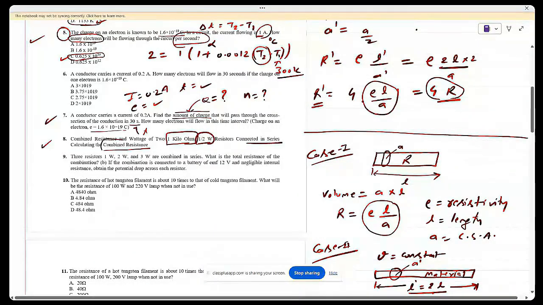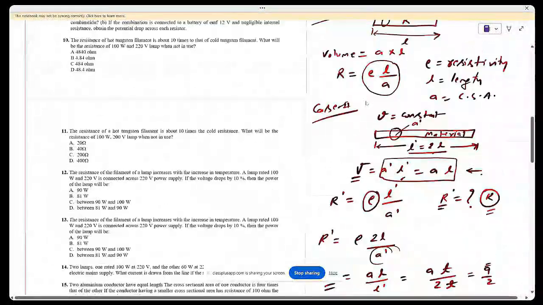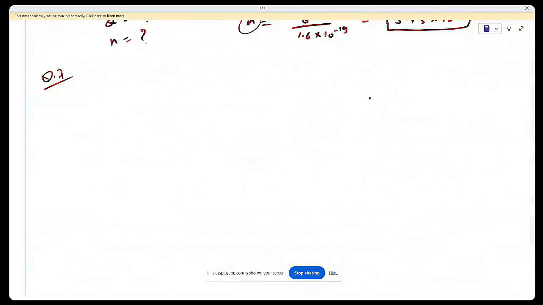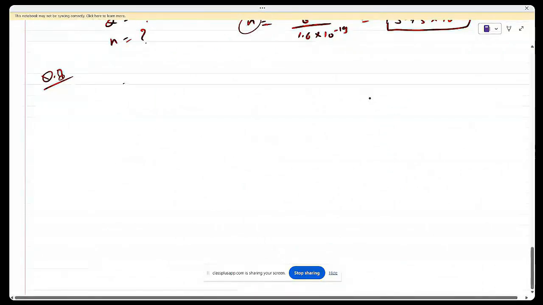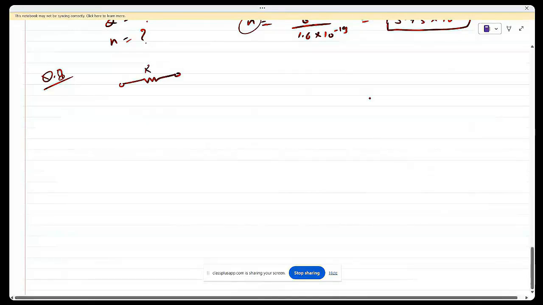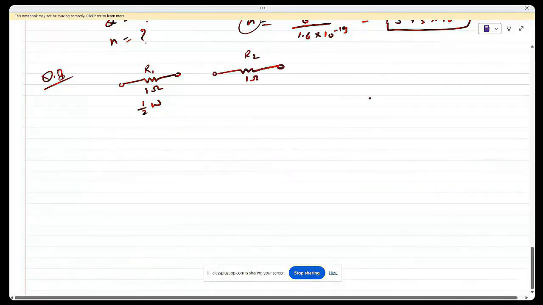It is question number 8, not 7. It is saying you have been provided two resistances. Let's say this is resistor number 1 and its rating is 1 ohm and its power rating is half watt. Now this is resistor number 2, and it is the same. They are identical, 1 ohm and half watt.